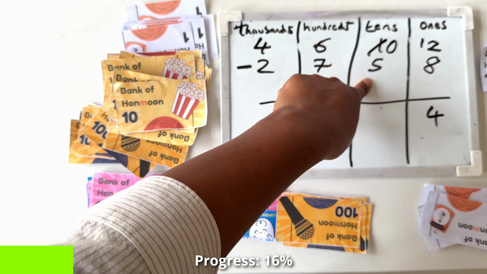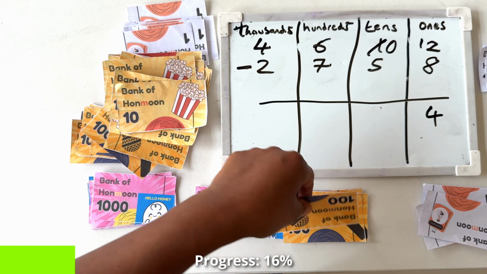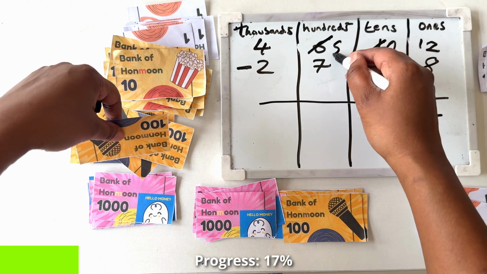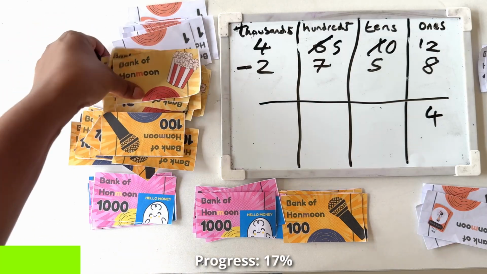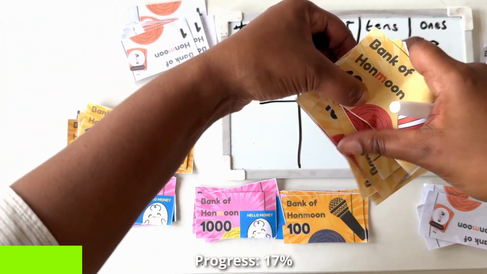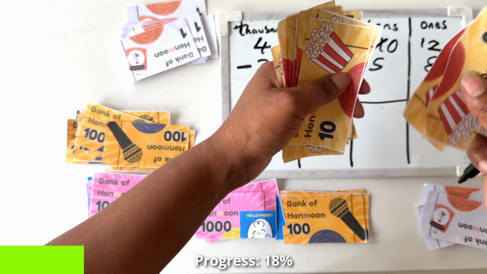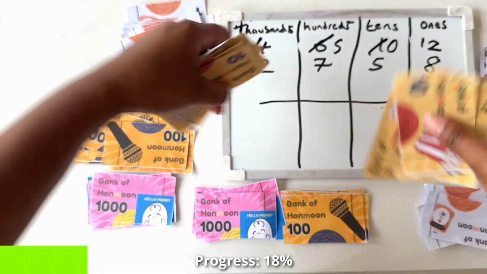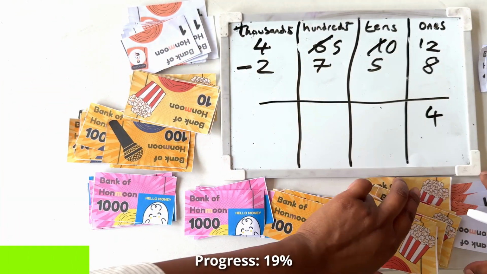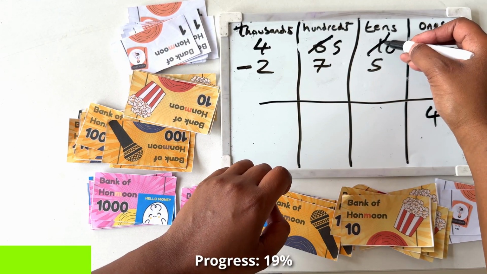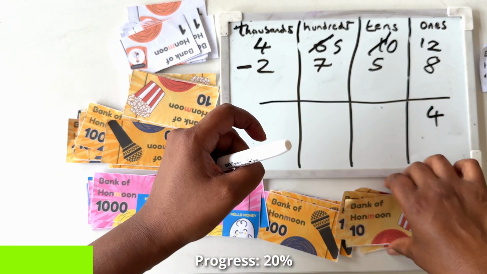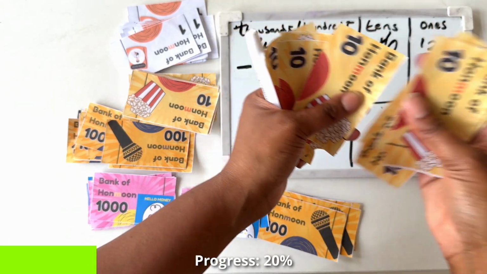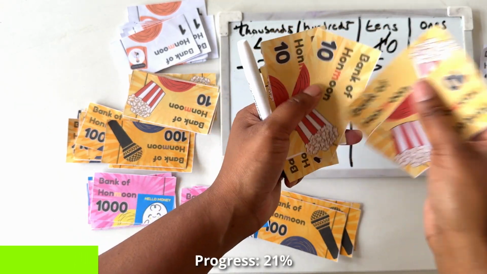Now in the tens column we have 0, but let's change that. Take 100, so that's now 5, and we'll change it into 10 tens. 1, 2, 3, 4, 5, 6, 7, 8, 9, 10. And 10 minus 5, 2 times 5 is 10, so we know it's going to be 5. 1, 2, 3, 4, 5, leaving us with 5.